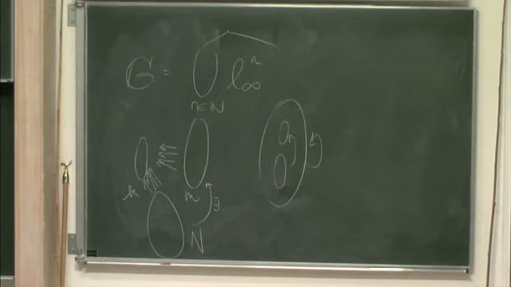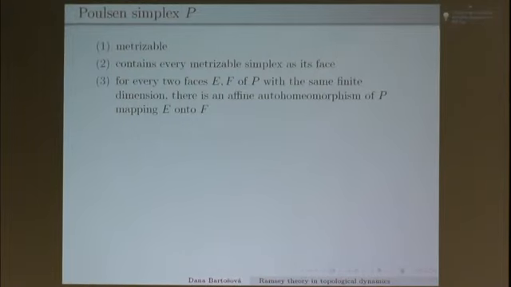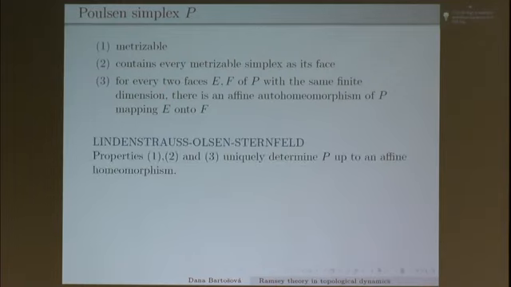So we first have a direct definition of the Poulsen simplex. It's metrizable. It's very analogous to the Gurarii space, but for simplices. It contains every metrizable simplex as its face, and it is homogeneous for its faces. So if I take any two faces with the same dimension, then we have an affine homeomorphism bringing one to the other. And we get again uniqueness up to affine homeomorphism, which is the maps we are considering in this category.